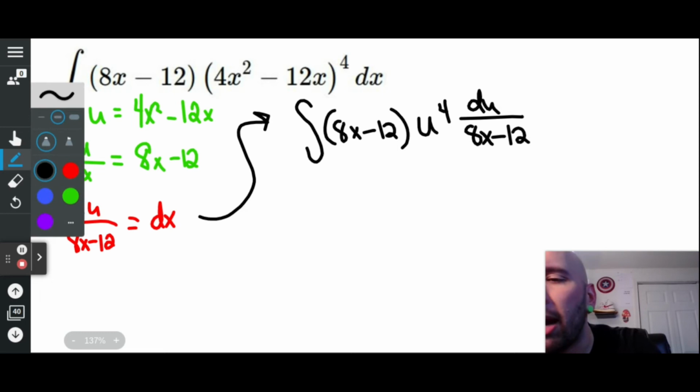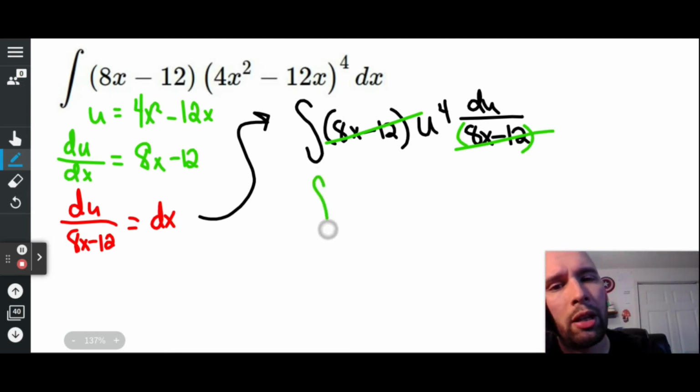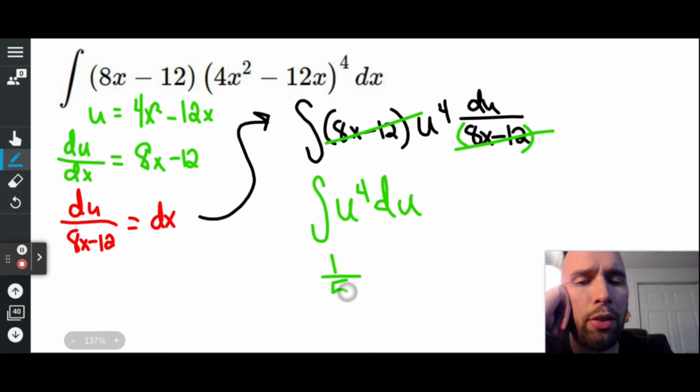Now, the 8x minus 12 on the bottom is a group, and I have an 8x minus 12 on the top there, so I'll cross both of them out. Perfect. I'll rewrite it out. So I have the integral of u to the fourth, which is something I could easily handle, du. So I'm going to integrate with respect to u. So the integral of u to the fourth is 1/5 u to the fifth plus c.